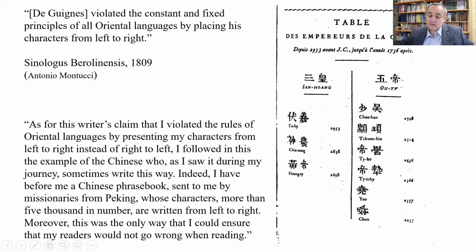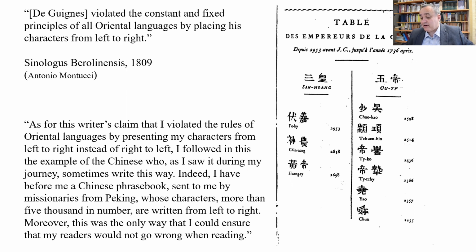And so he responded immediately, or very soon, and he said, "As for this writer's claim that I violated the rules of Oriental languages by presenting my characters from left to right instead of right to left, I followed in this the example of the Chinese, who, as I saw it during my journey, sometimes write this way. Indeed, I have before me a Chinese phrase book sent to me by missionaries from Peking, whose characters, more than 5,000 in number, are written from left to right. Moreover, this was the only way that I could ensure that my readers would not go wrong when reading."